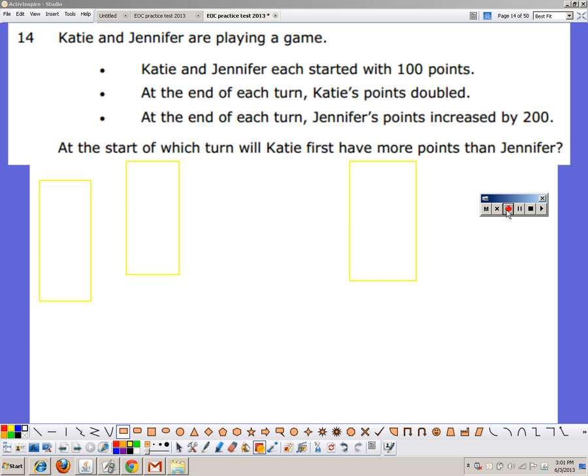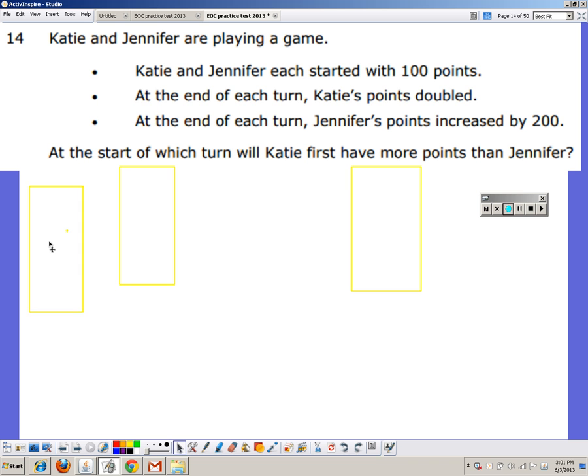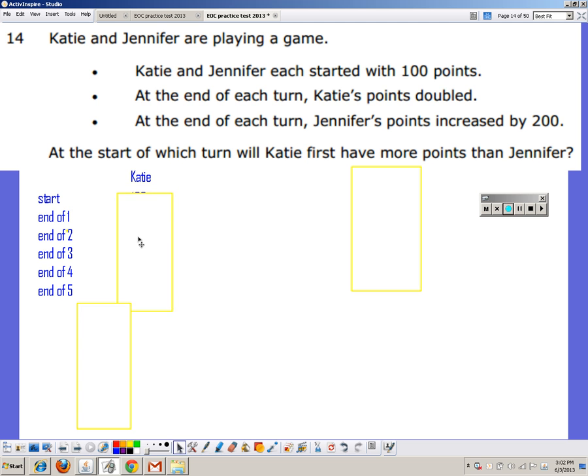In number 14, the easiest way to do this is to set up a table of values. So, we have the start and the end of term 1, 2, 3, 4, and 5. Okay? It tells us that Katie started with 100 points. Each time she went, it doubled. So it became 200 at the end of 1. By the end of 2 is 400, end of 3 is 800, end of 4 is 1600.